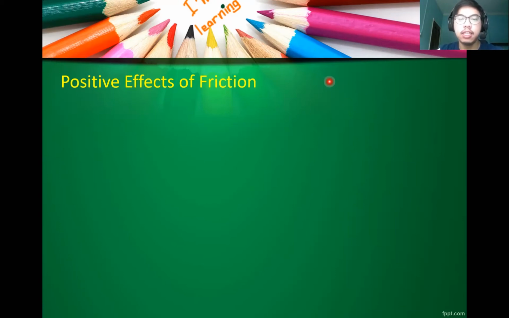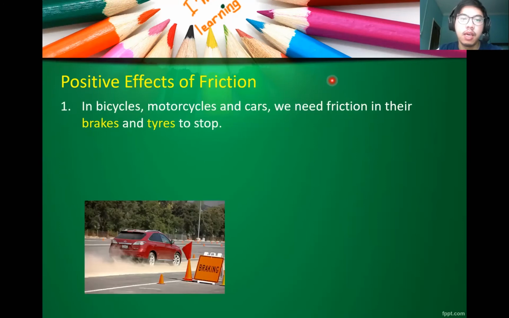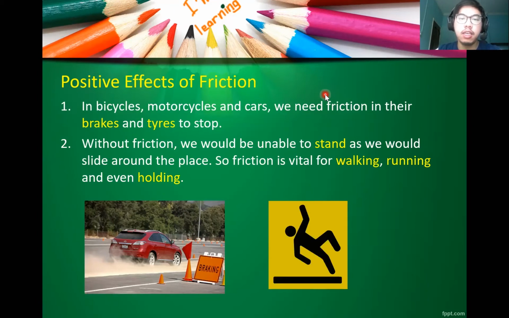Now, friction is a force that opposes your motion. It acts in the direction opposite to where you are moving. Because of that, there are some positive effects of friction. Friction can be useful. These are examples of situations where we need friction. In bicycles, motorcycles, and cars, we need friction in the brakes and tires to stop. Friction slows you down and causes you to stop, and you need friction if you want to stop, especially when you are braking. And friction is the force that enables you to stand.